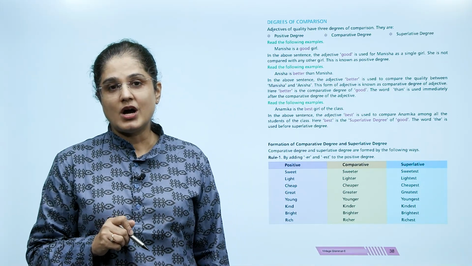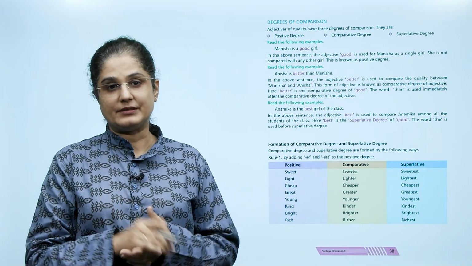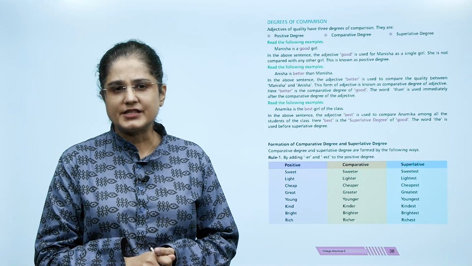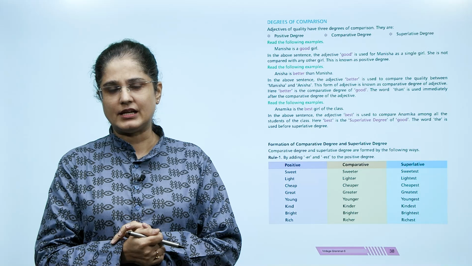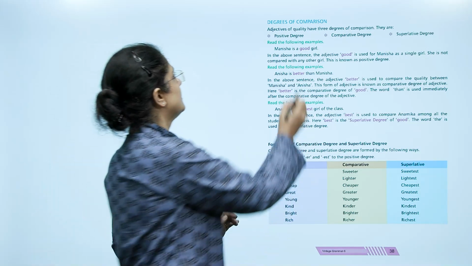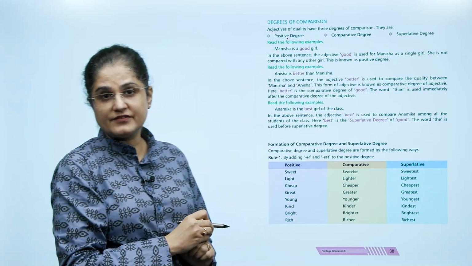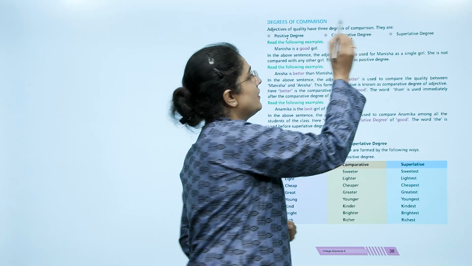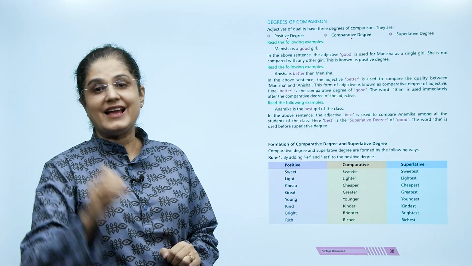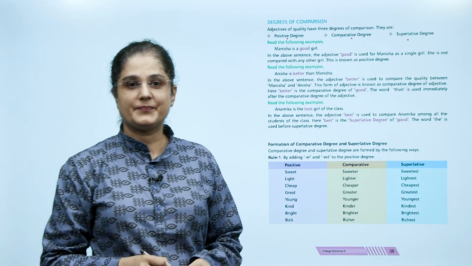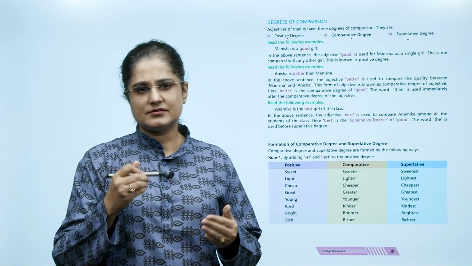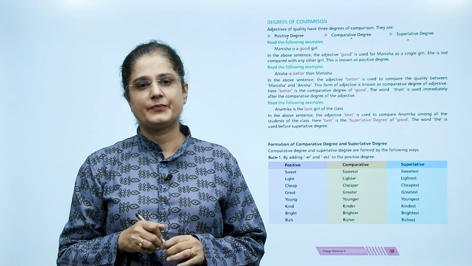Now we come to degrees of comparison. Adjectives of quality have 3 degrees of comparison. They are positive degree, comparative degree and superlative degree. Let us look at the following examples.